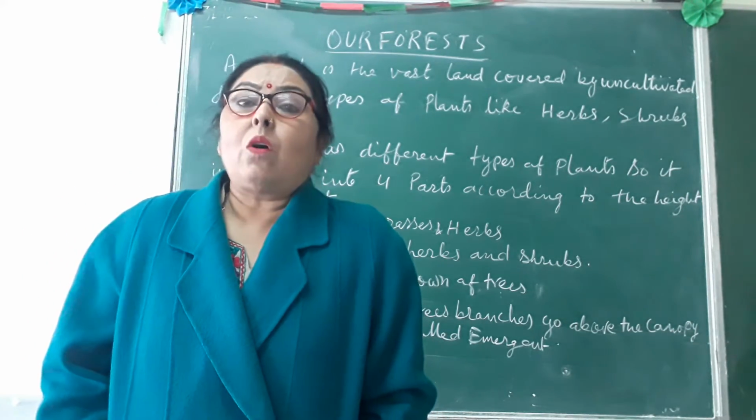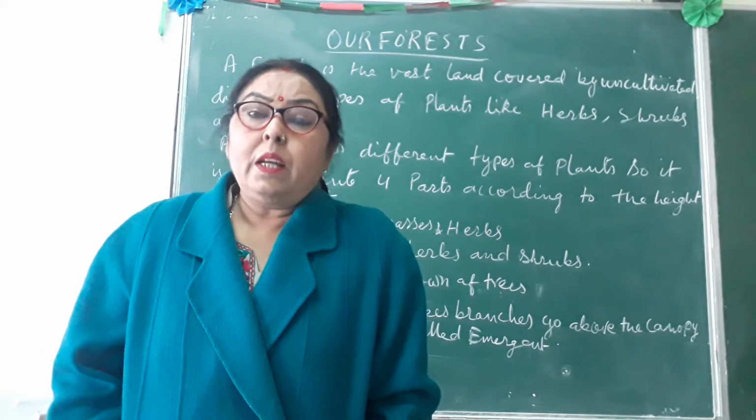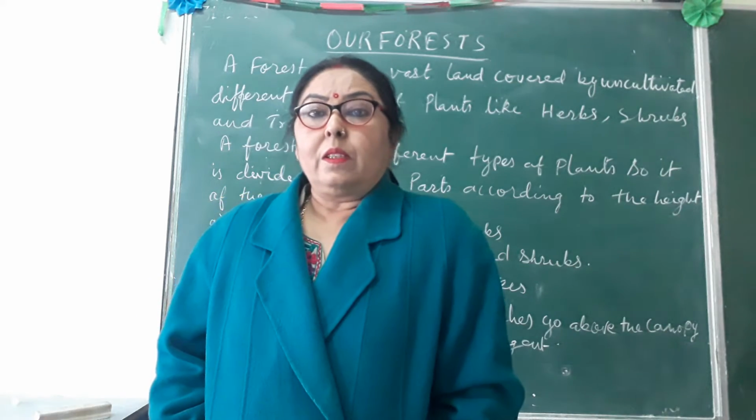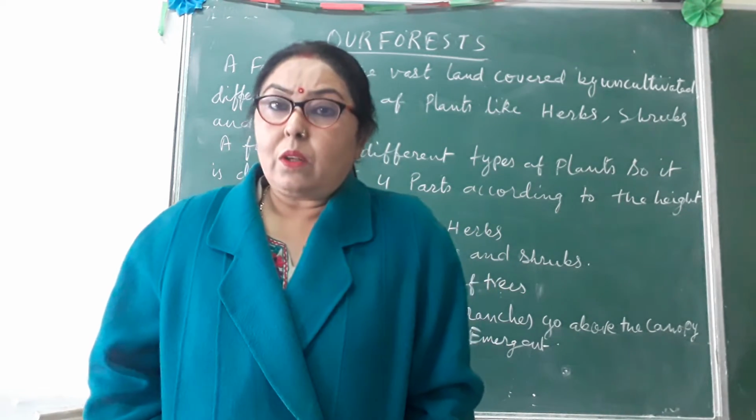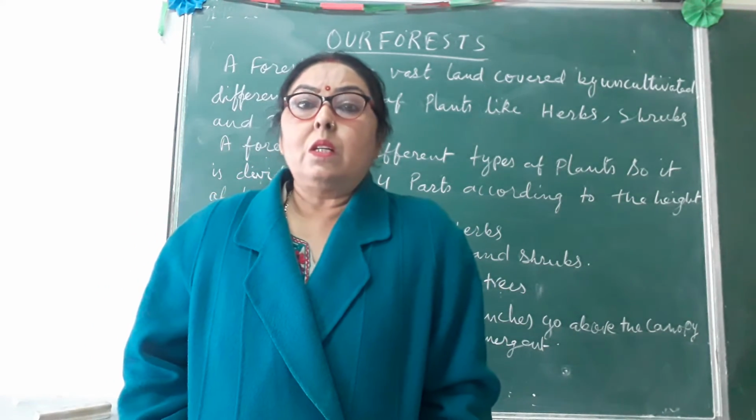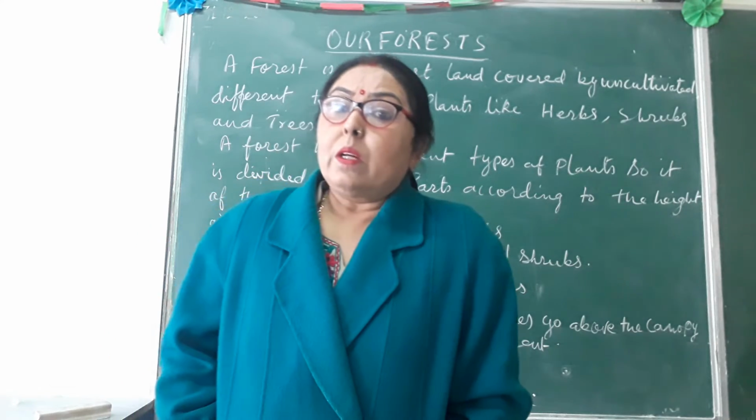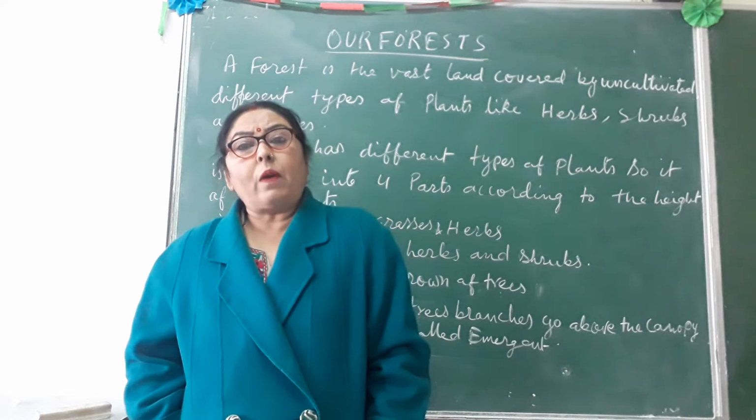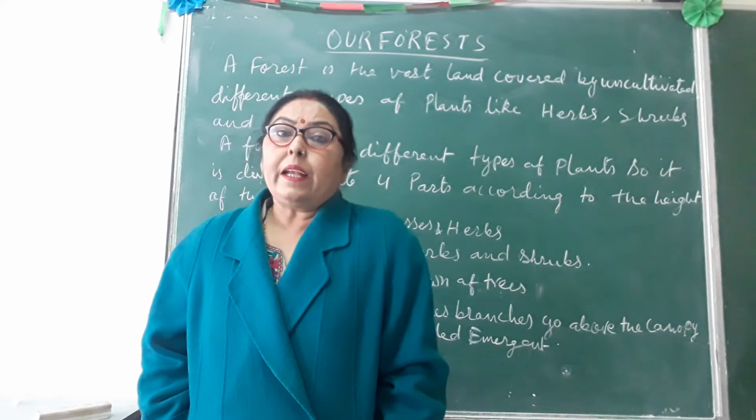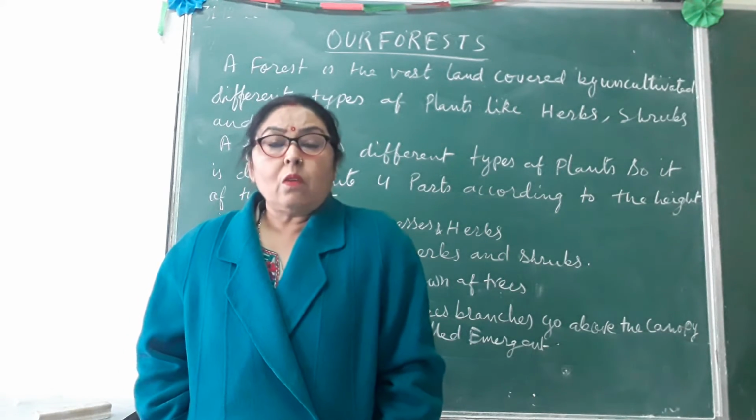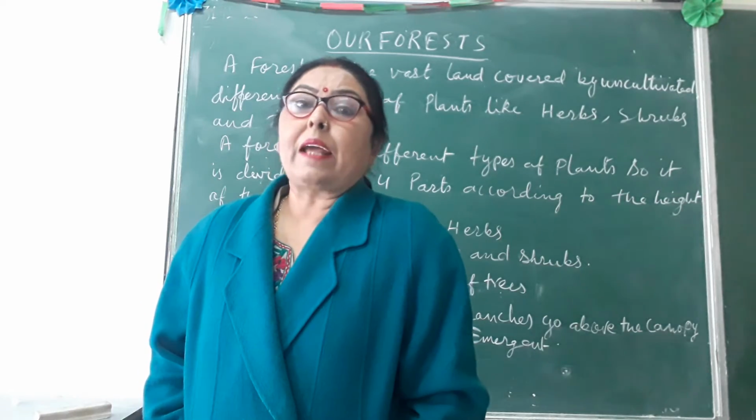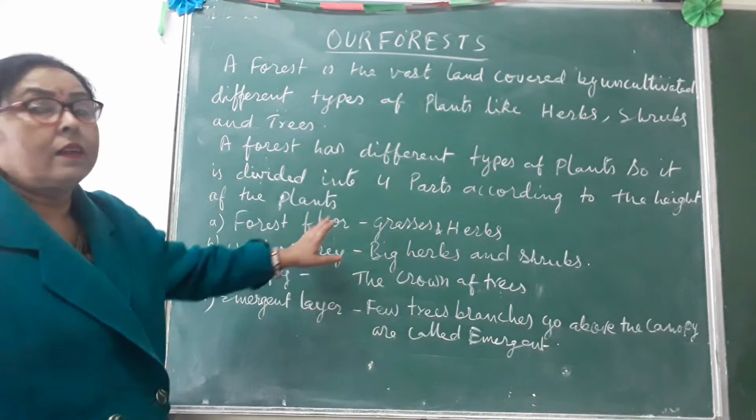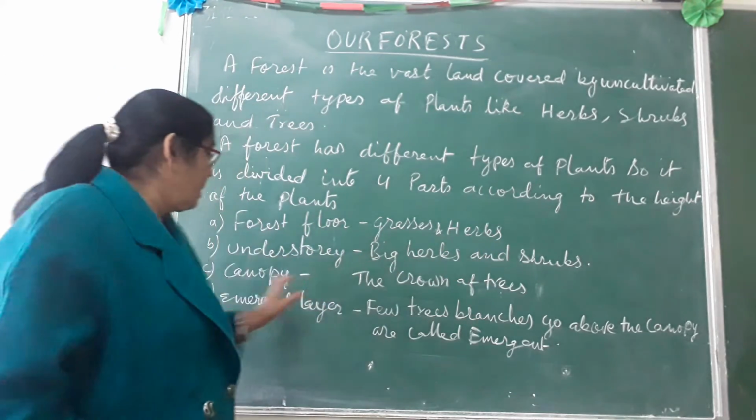the dead animals' bodies, all these are decayed in the soil by microorganisms, means decomposers. So this forest floor has very fertile soil and it is mostly dark blackish in color. So the forest floor has grass and herbs.